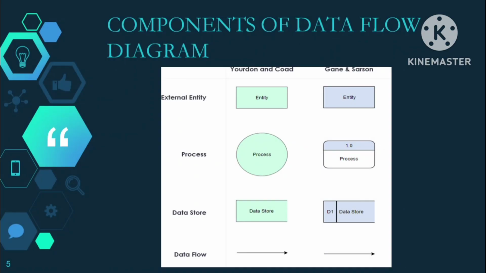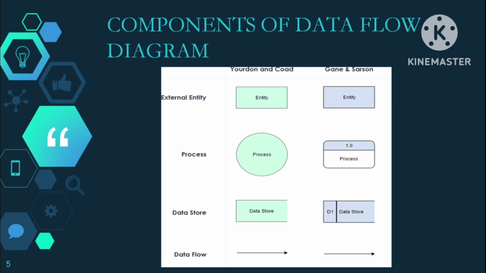Now, what are the components of a data flow diagram? These are basically the components. There are basically two models: Yourdon and Coad, and Gane and Sarson. These are structured analysis and design methodologies. Yourdon and Coad is a structured analysis and design methodology that focuses on understanding and modeling the functional requirements of a system. It was developed by Edward Yourdon and Peter Coad, and it gained popularity in the 1980s and 1990s.